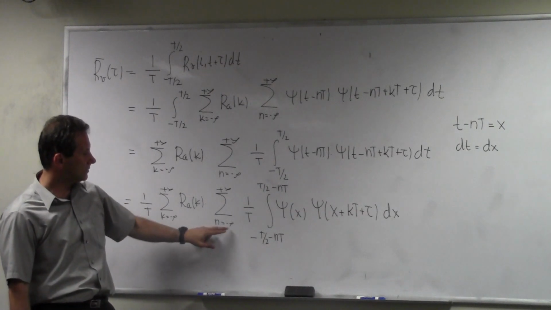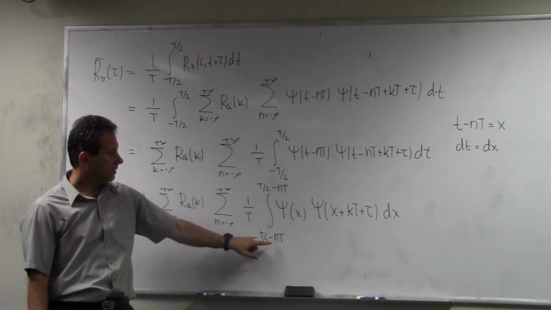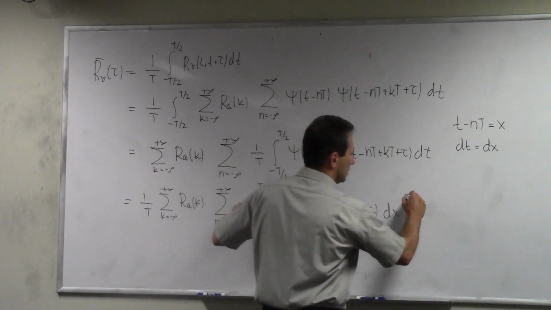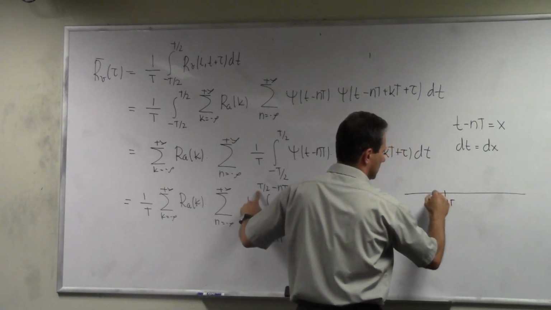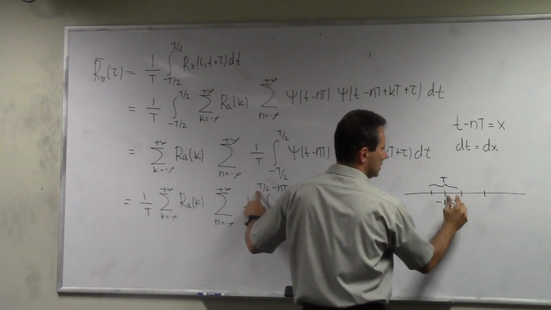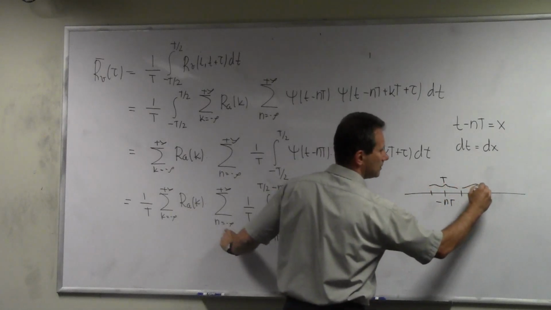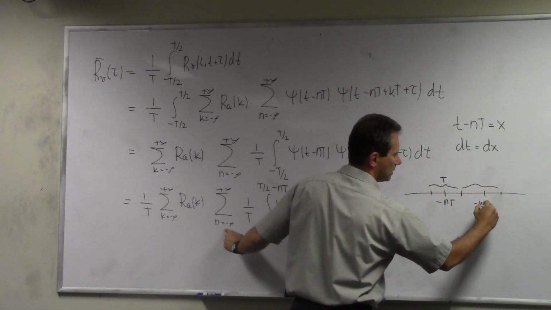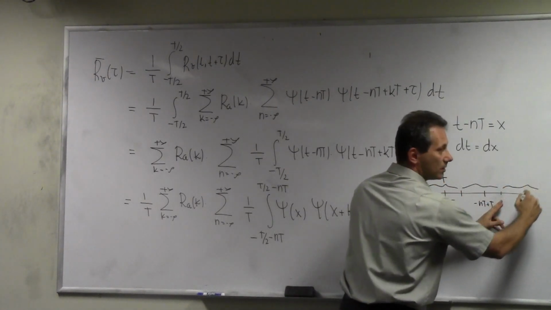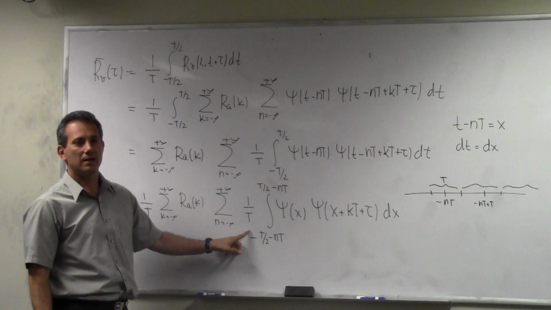This is integrating from minus infinity to plus infinity, from minus nT minus T over 2 to minus nT plus T over 2. So here's minus nT. You go here, and then you switch over. So this is T. Then you switch over here, and n bumps by 1. So then you integrate from here to here. This is minus nT plus T, right? And then you switch one more over. So what is it that you're integrating over here? The entire axis, right? In increments of T.